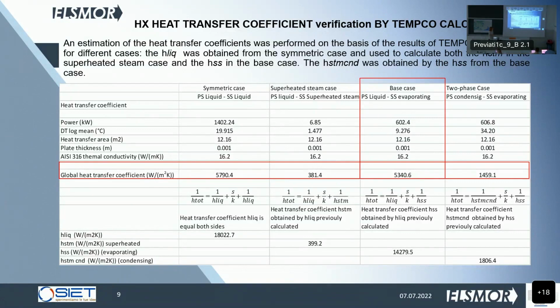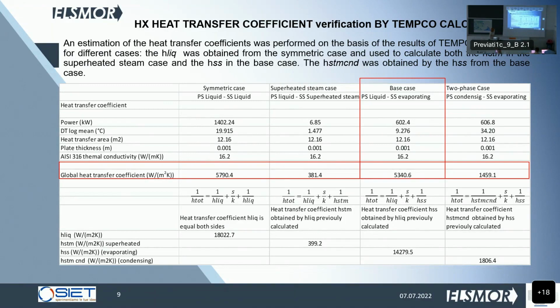Then we asked them to simulate the standard case we are going to experience in the facility. So we have liquid on the primary side and evaporating steam in the heat exchanger. With the heat transfer coefficient from the previous passages, we also found the heat transfer coefficient in evaporating conditions.